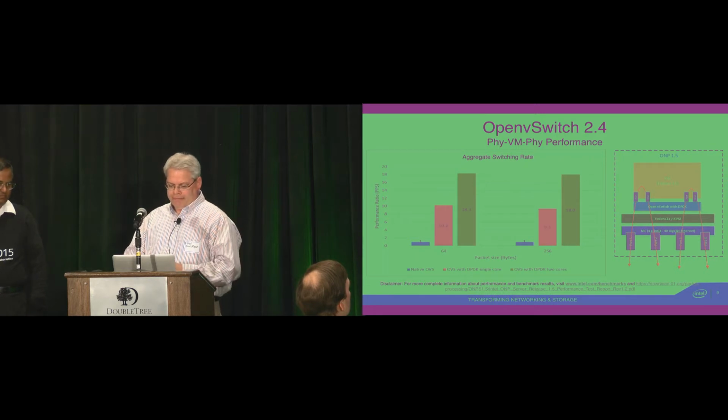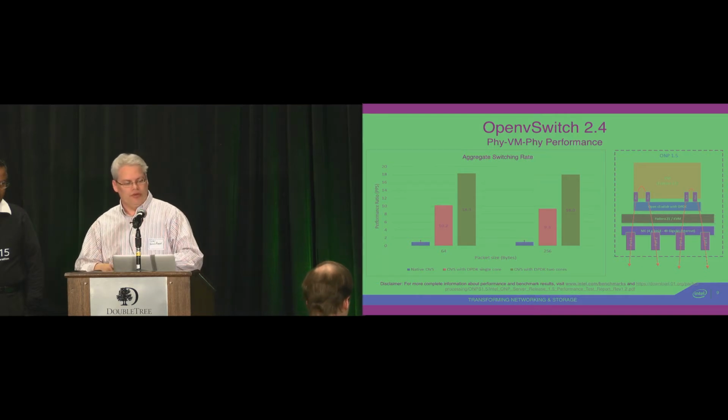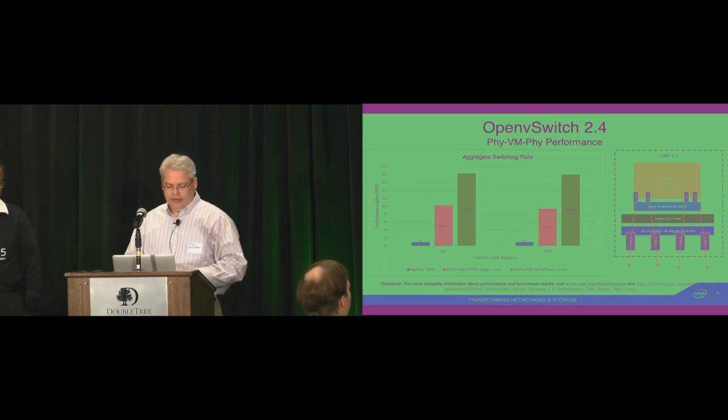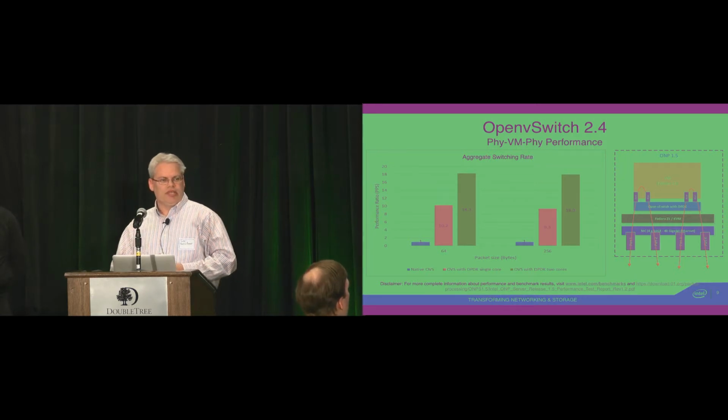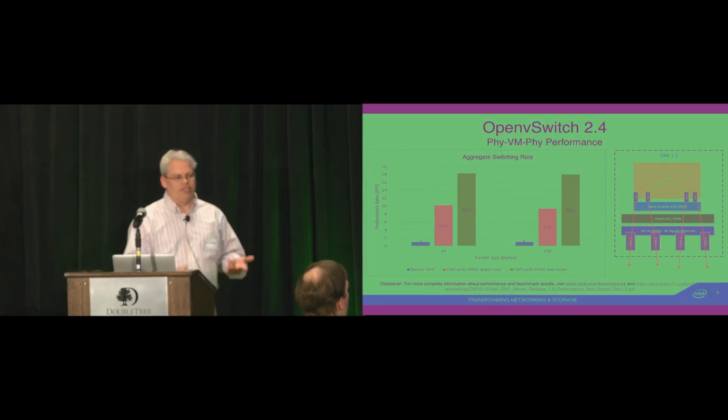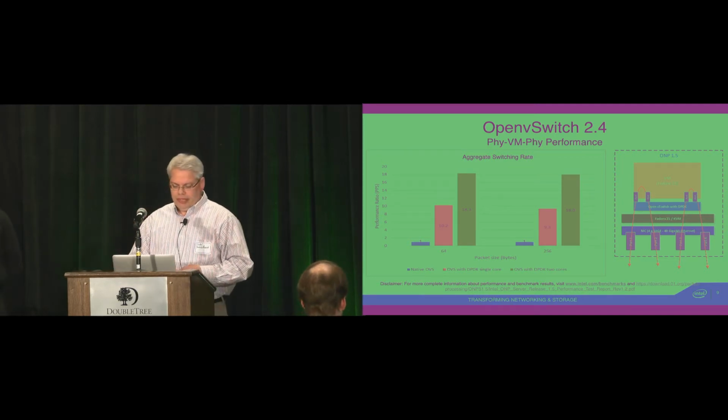In our PHY to OVS to VM to PHY test, this one does a comparison between stock OVS in the kernel, which is about 1.3 million packets per second or so, and with the changes that we've made, you can see with a single core about 10 million packets per second of throughput. And with a 2-core system, it's upwards of 18 million packets per second of throughput to virtual machines with the performance enhancements that we've made thus far.